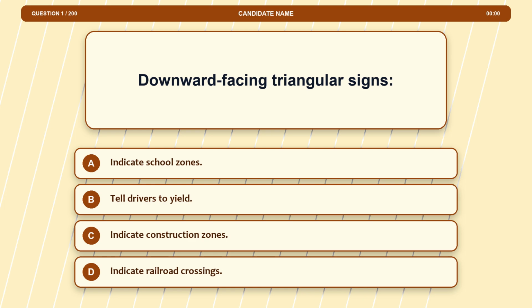Question 1. Downward-facing triangular signs. Option A. Indicate school zones. Option B. Tell drivers to yield. Option C. Indicate construction zones. Option D. Indicate railroad crossings.